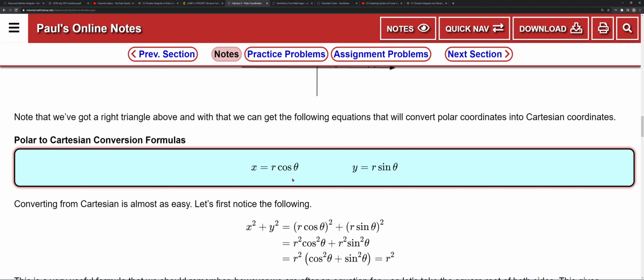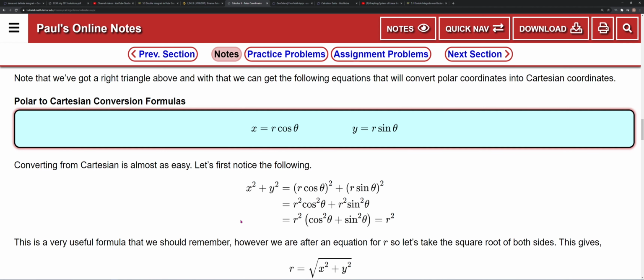Because when we're doing our double integrals, the double integrals would usually be specified in terms of x and y, and we'd need to convert from xy to r theta. If the question requires a conversion to polar coordinates, this would be how you do it: x is equal to r cos theta and y is equal to r sin theta.